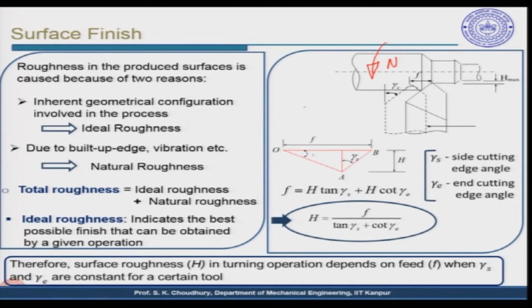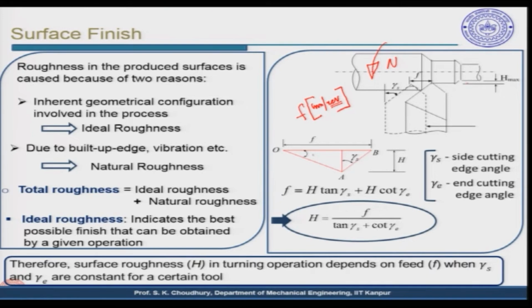Feed is given in millimeter per revolution. So, this is the movement of the tool in millimeters along the feed direction per revolution of the workpiece. N is given as the RPM, the revolutions per minute.